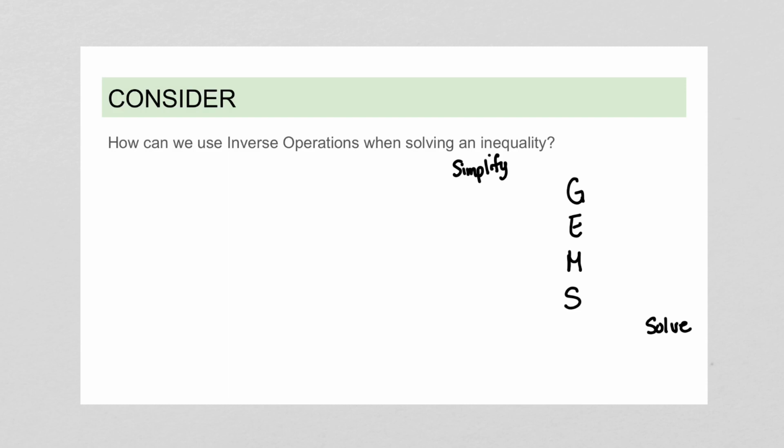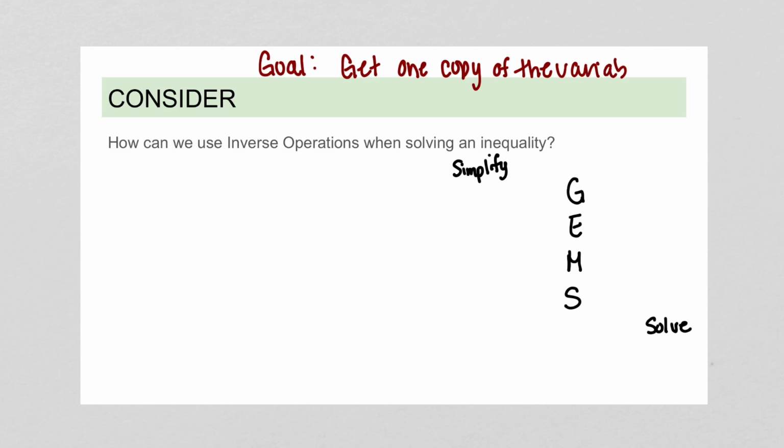Let's consider, how do we use inverse operations when solving an inequality? Well, we did that last week already. We talked about what is the goal of solving. That is to get one single copy of the variable alone. And where do we want it? We want it alone on one side. If we're dealing with an equation, on one side of the equal sign. If we're dealing with an inequality, we want it alone on one side of the inequality symbol. And how do we do that?